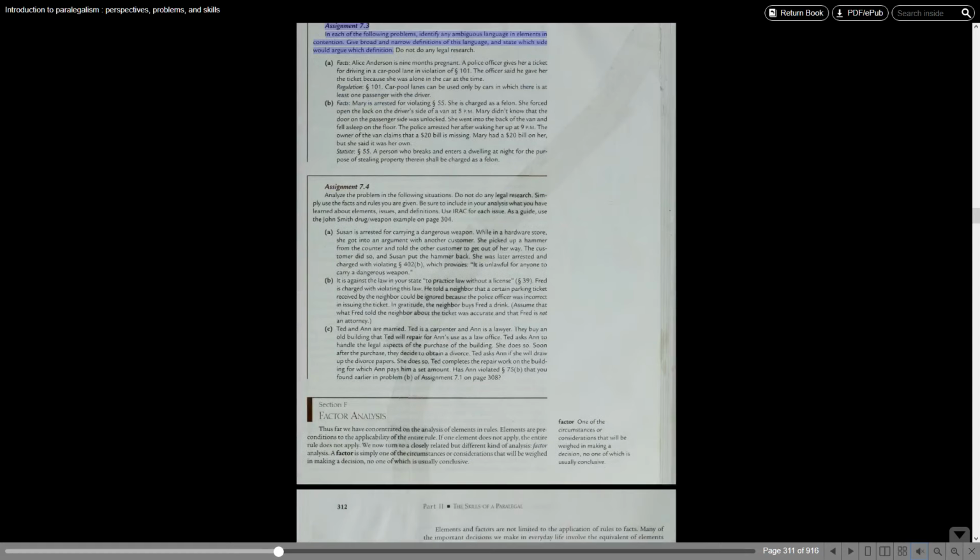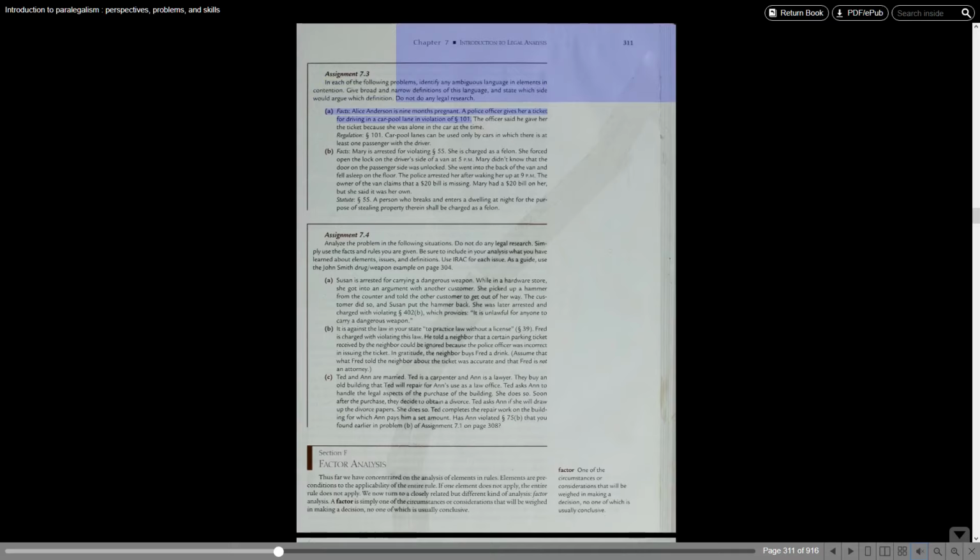Assignment 7.3. In each of the following problems, identify any ambiguous language in elements in contention. Give broad and narrow definitions of this language, and state which side would argue which definition. Do not do any legal research. A. Facts. Alice Anderson is 9 months pregnant. A police officer gives her a ticket for driving in a carpool lane, in violation of 101. The officer said he gave her the ticket because she was alone in the car at the time. Regulation 101. Carpool lanes can be used only by cars in which there is at least one passenger with the driver.